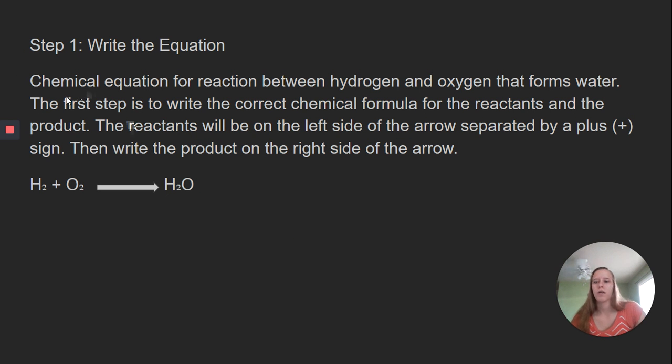First we'll read what our equation is going to look like. It says: chemical equation for reaction between hydrogen and oxygen that forms water. So the first step is to write the correct chemical formula for the reactants and the product. The reactants go on the left side of the arrow, separated by a plus sign. Then write the product on the right side of the arrow. So here we have hydrogen and oxygen, which forms water. Okay, so the first step was just writing that.